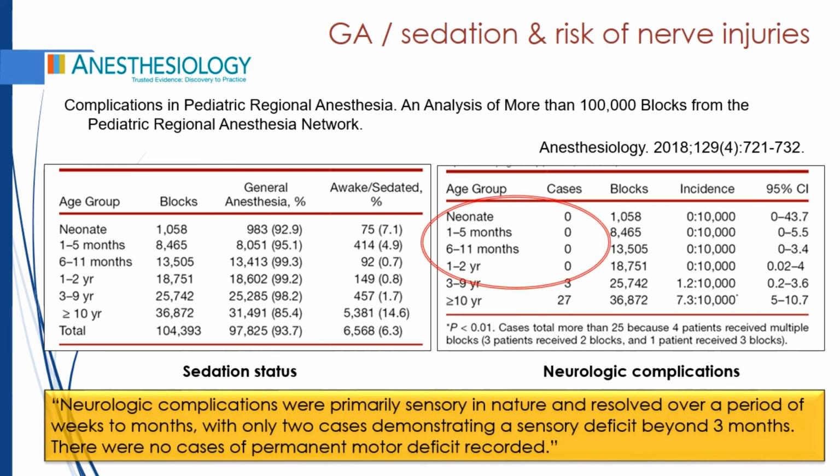No wonder kids below 2 years were not able to identify it, because probably the child cannot communicate that well. However, the favorable evidence is that there were no cases of permanent motor deficit recorded.